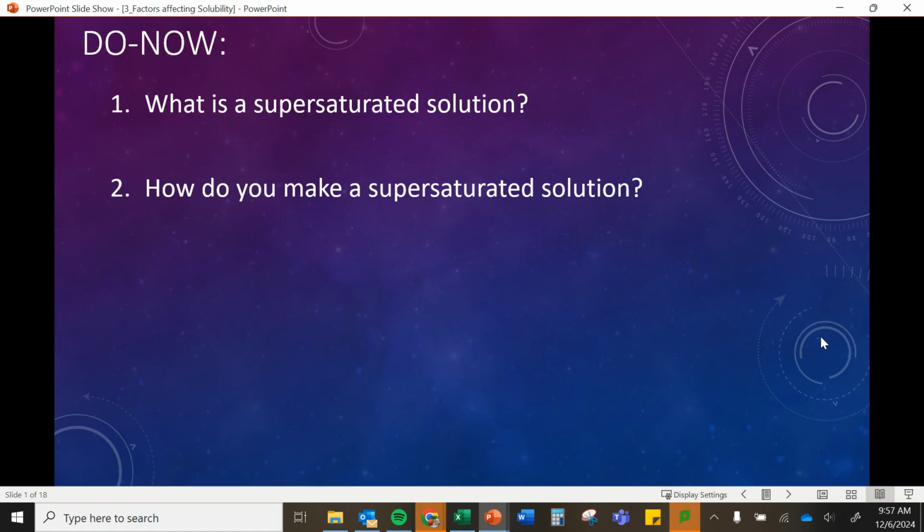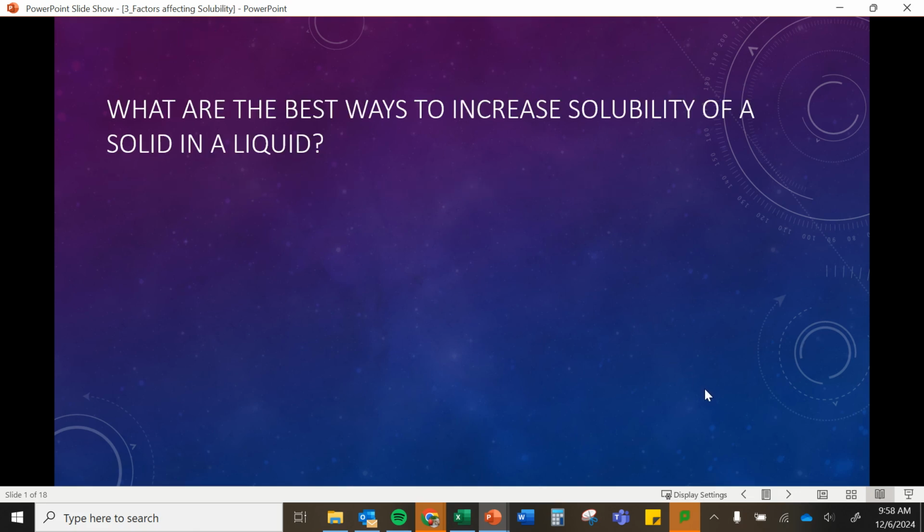Number one, what is a supersaturated solution? This is a solution that has more solute dissolved in it than it normally would. Okay, number two, how do you make a supersaturated solution? So you have a saturated solution, you heat it up, you add more solute, then you cool it back down, and then that solution now has more solute dissolved in it than it normally would at that temperature.